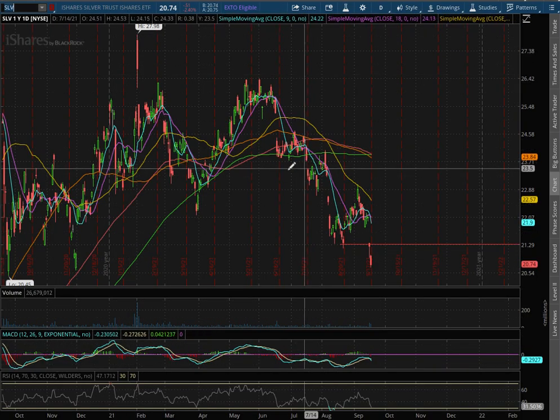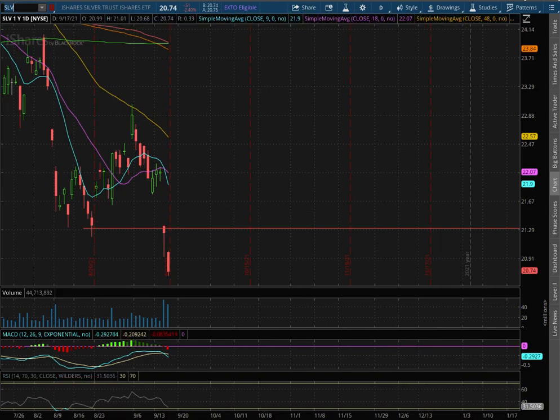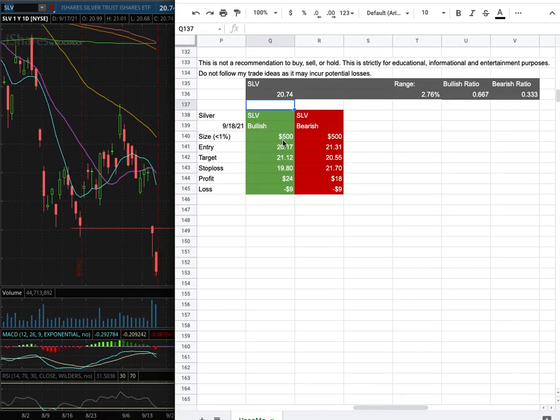As with the trade idea, I'll be trading SLV, and my position size for it is less than 1% of my portfolio. My long entry is at $20.17. My sell target is at $21.12. My stop loss is at $19.80.